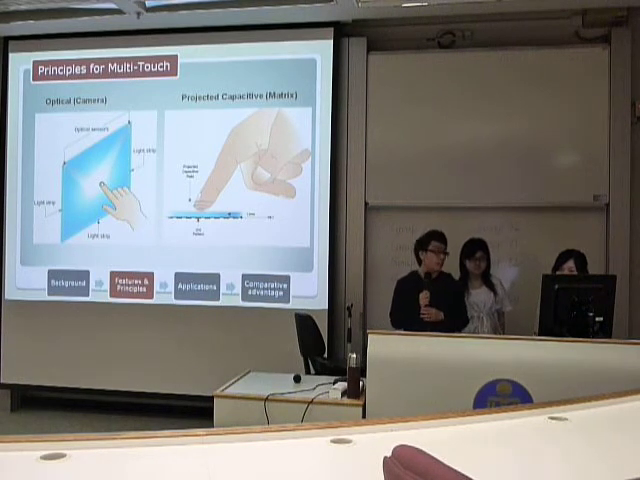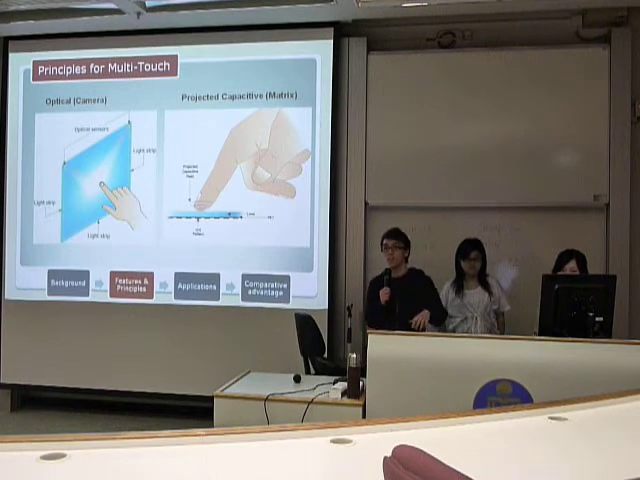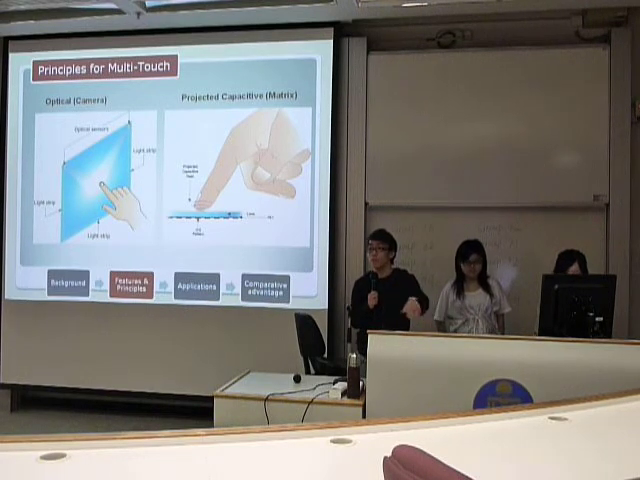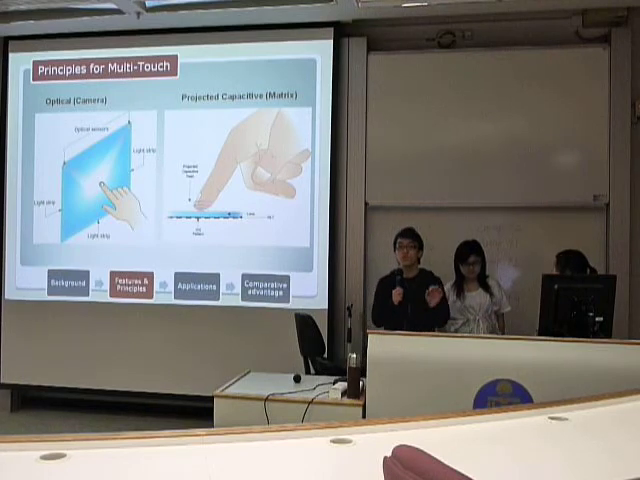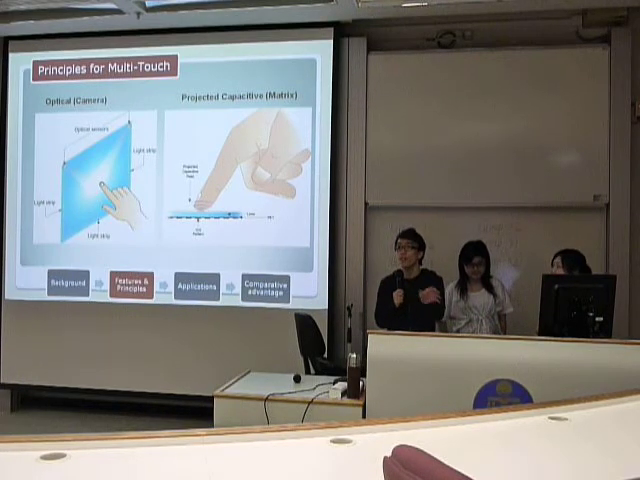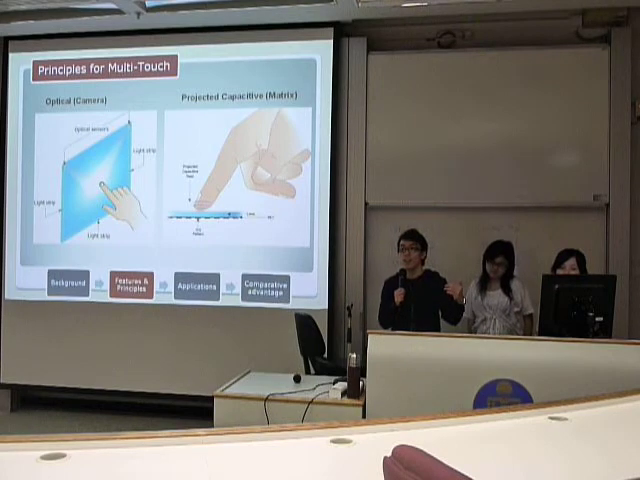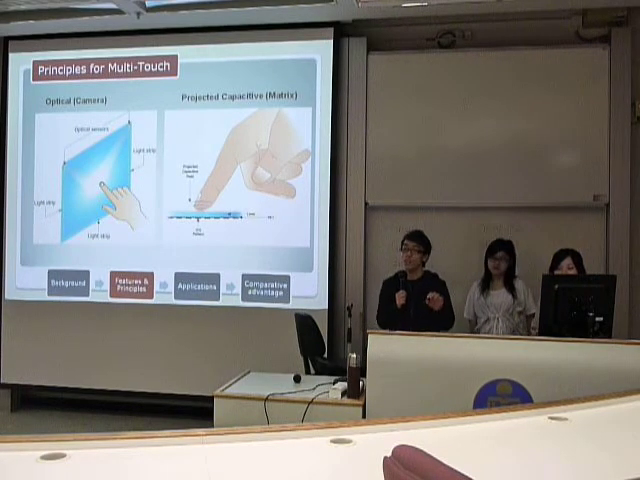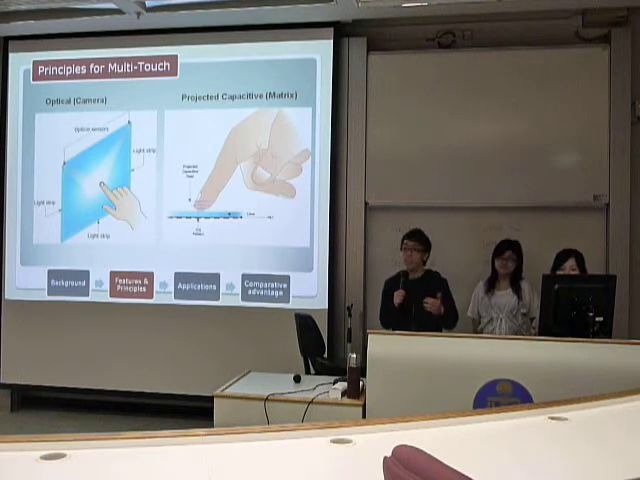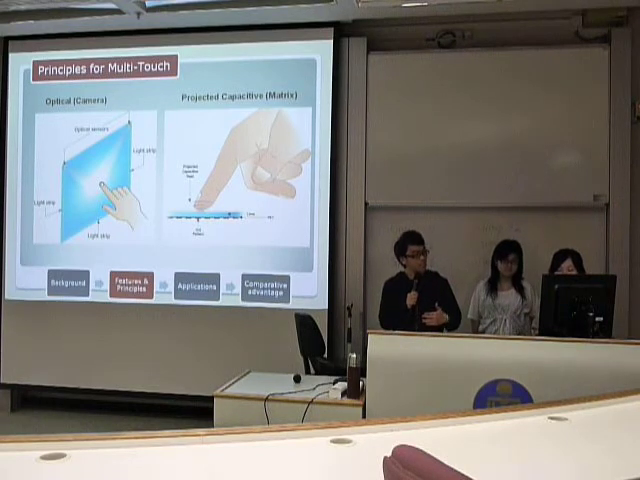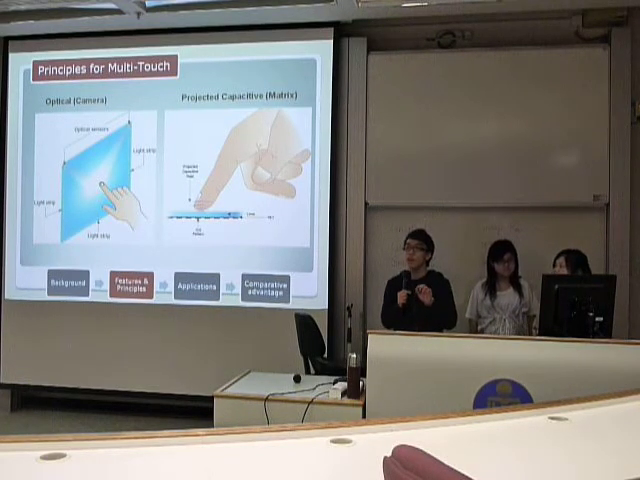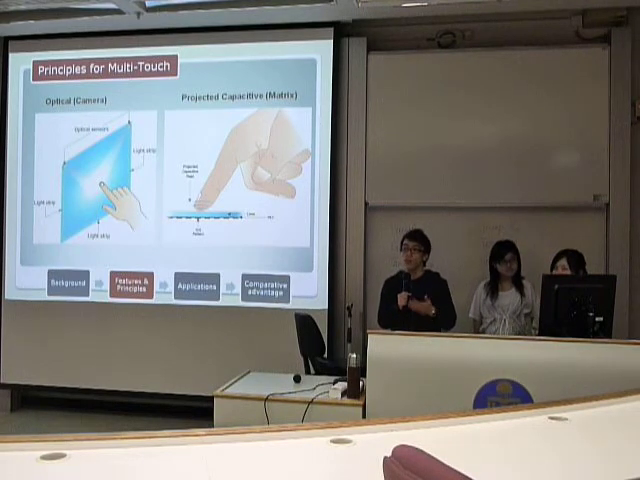One of them is the optical camera. You can imagine there is a multi-touch screen right in front of you, and there are two cameras on the two top corners of the screen, sending out lights, for example infrared light, and they are crossing each other and locating the touching point in terms of the x and y axes. Whenever a point blocks the light, the crossing lines will locate your position.